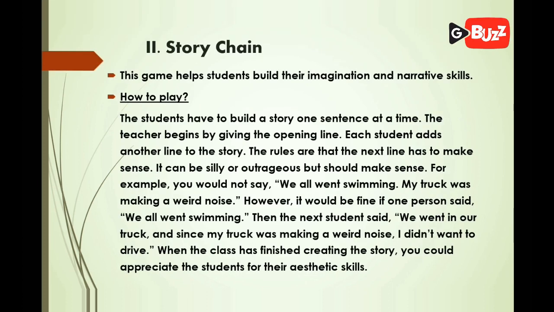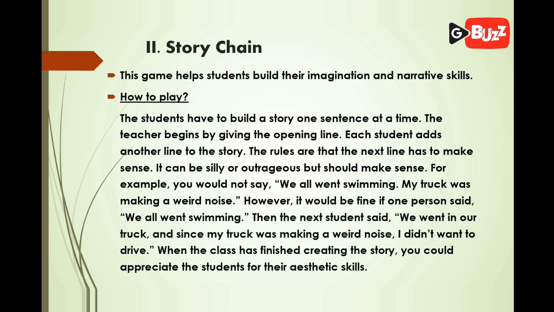Story Chain. Story Chain is another interesting game which helps children build their imagination and narrative skills. How to play. The students have to build a story one sentence at a time. The teacher begins by giving the opening line. Each student adds another line to the story. The rules are that the next line has to make sense. It can be silly or outrageous, but should make sense.